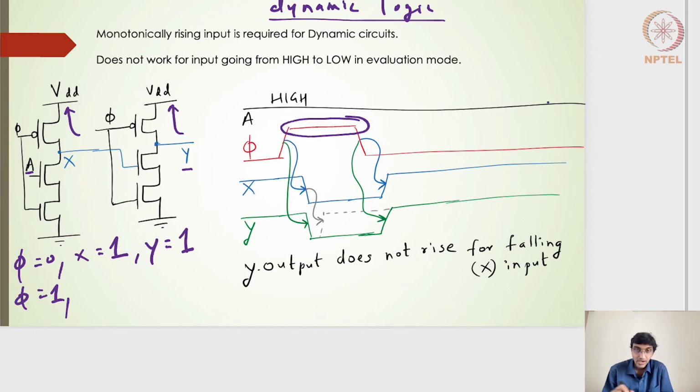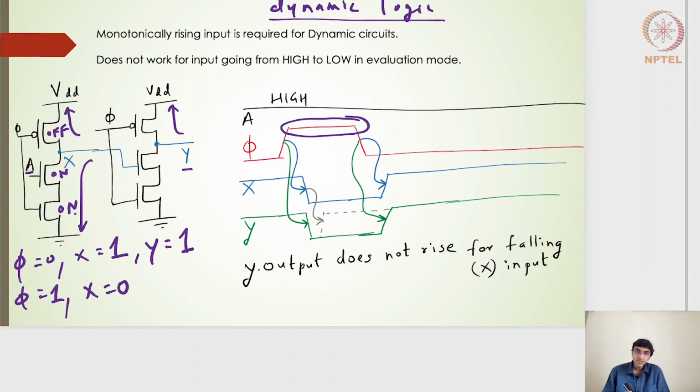Because A is high always, X will go down. A is high and phi is equal to high. So this will be on, and then this will be on. So what happens is when phi is equal to 1, this will be off, and then this will be on. And phi is equal to 1, so this particular transistor, the foot transistor, will also be on, and then X will go to 0, right? So that's what I've drawn here. X will go to 0.